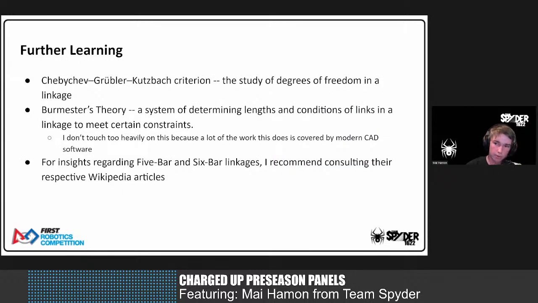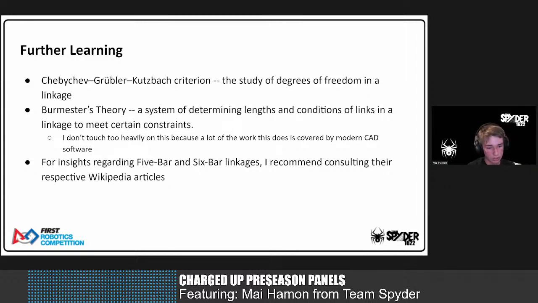If you wanted to spend further time learning the linkage design and theory behind 6, 7, and even 8 bar linkages, I recommend you look at the following resources, but I'm going to provide a summary here. There is the Chebyshev-Grubler-Kutzbach criterion, which is a way to study the degrees of freedom present in a linkage. This is a general formula that allows you to convert between where the links are and how they are connected, and then turns it into the degrees of freedom that need to be matched with additional bars, or with an input, such as a pneumatic or a motor.